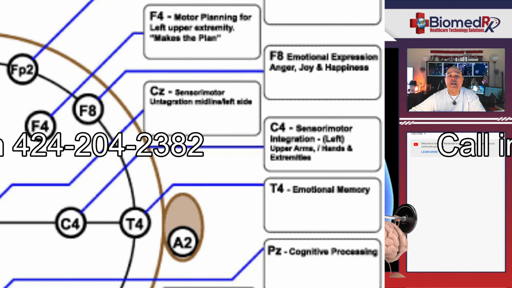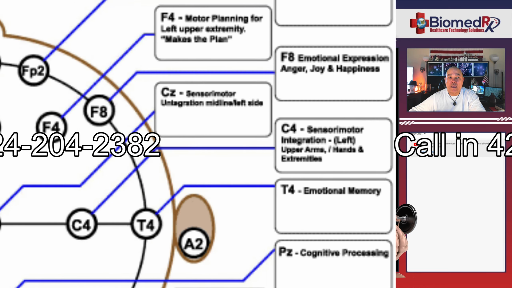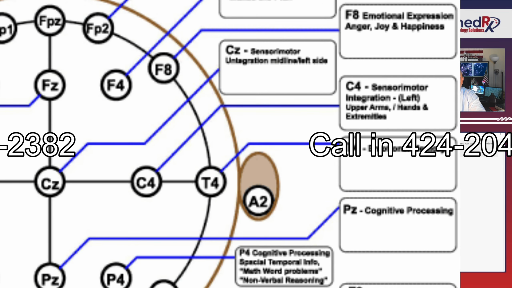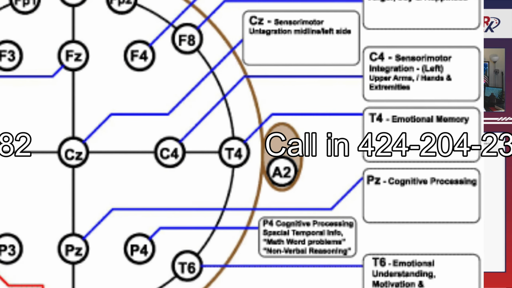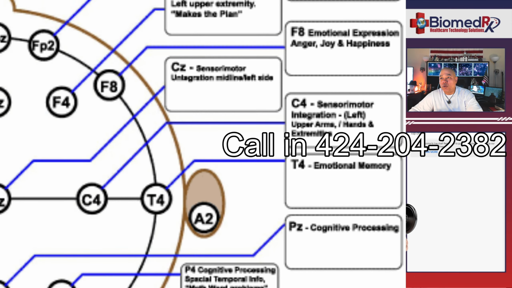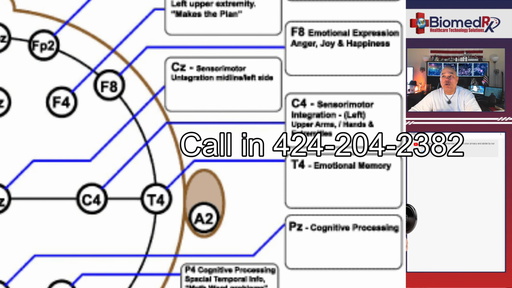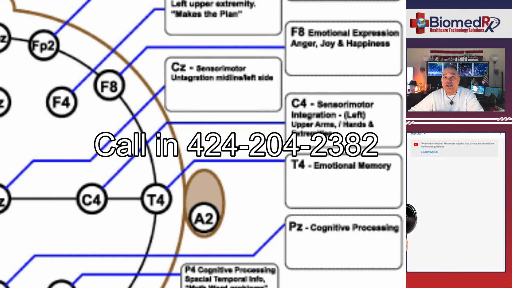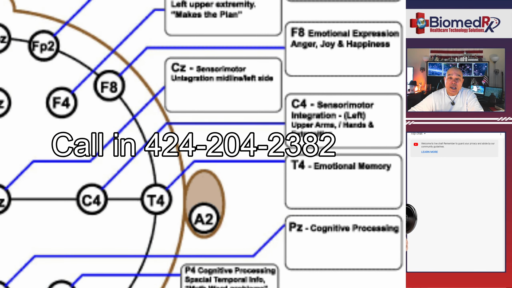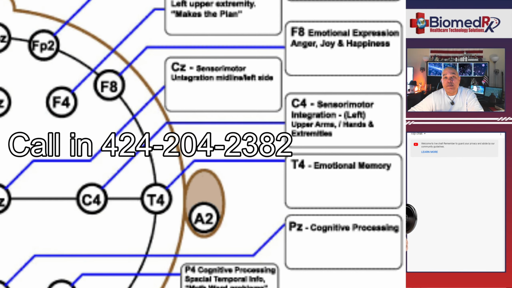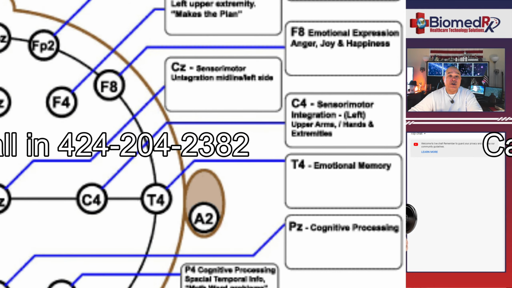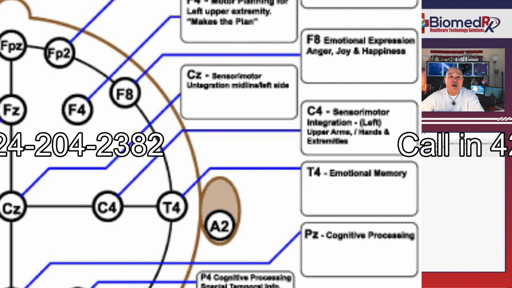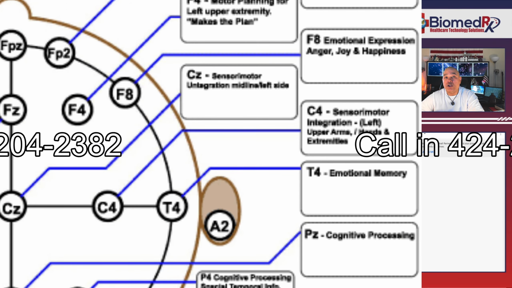T4 is emotional memory, all right? Now, how much is music able to elicit emotions in you? The temporal lobes that go right here along the tops of your ears have a lot to do with hearing, obviously, because they're in proximity to your ears, but they also have a huge effect on emotional memory.